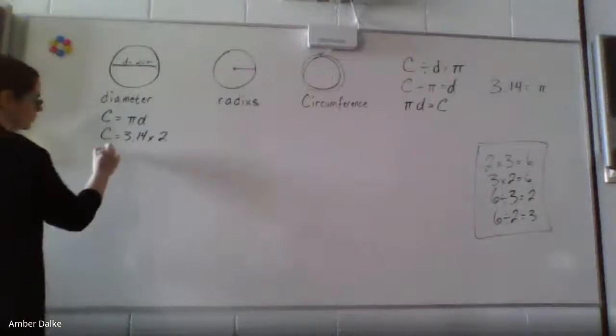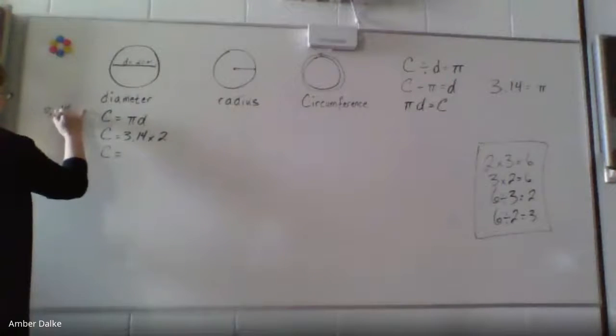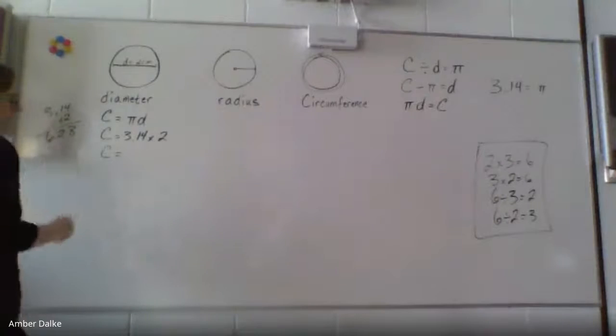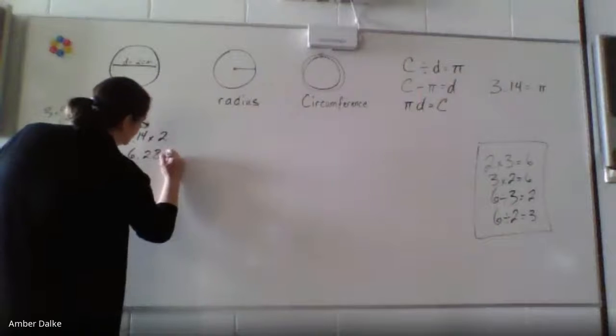But we can also do the long work of multiplying this. 3.14 times 2, 1 digit at a time. We got 8, 2, 6. Place that decimal. It is 6.28 centimeters.